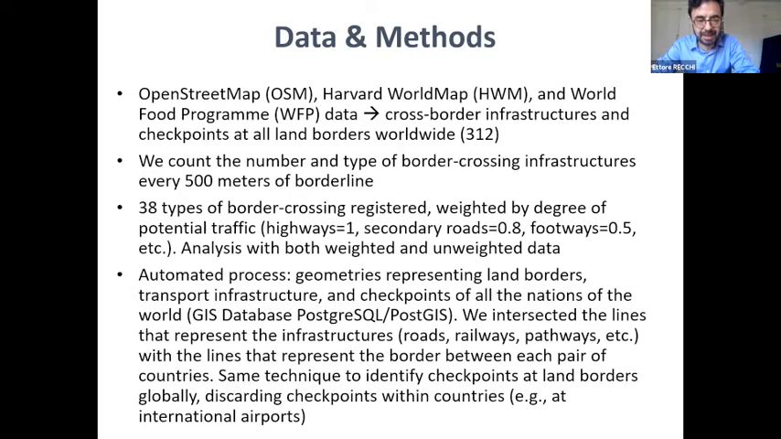These open map digital tools give us information about 38 different types of infrastructures, which differ in their capacity to let traffic flow. So we have highways, we have secondary roads, we have footways, we have, I don't know, bike paths. And in part of the analysis, we weigh these infrastructures in terms of their capacity to channel a larger or a lower amount of people and goods. Initially, we didn't do this manually. We automated the process.